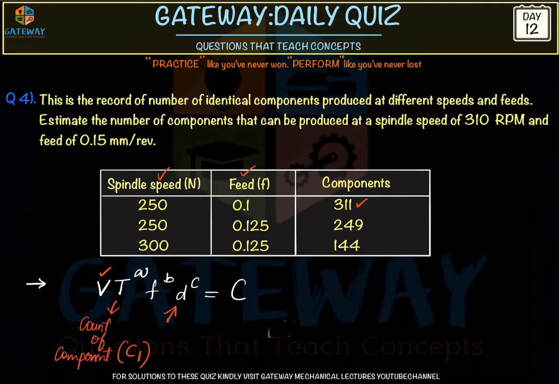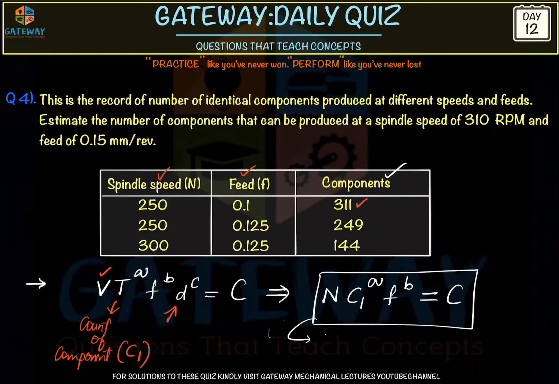So we'll rewrite the total equation with n in place of speed. In place of tool life we consider the count of components, so it is n C1 power A, F power B, and there is no depth of cut here, so it is equal to the constant. This is our final condition for the given situation. Now let this be point 1, let this be point 2, and let this be point 3, and what we need to calculate is point 4.